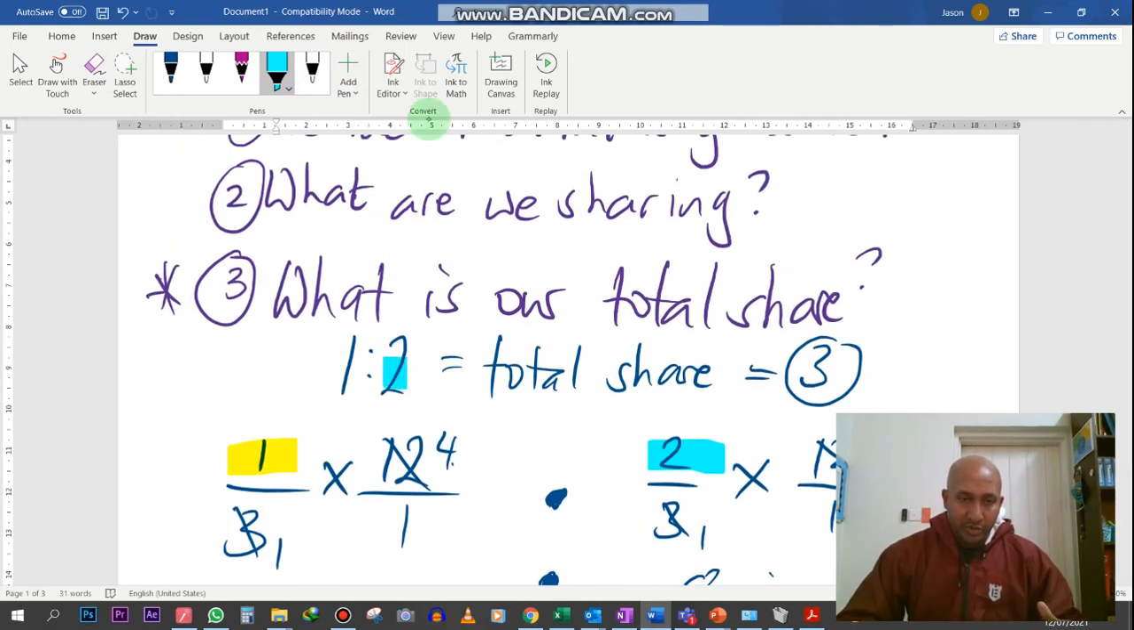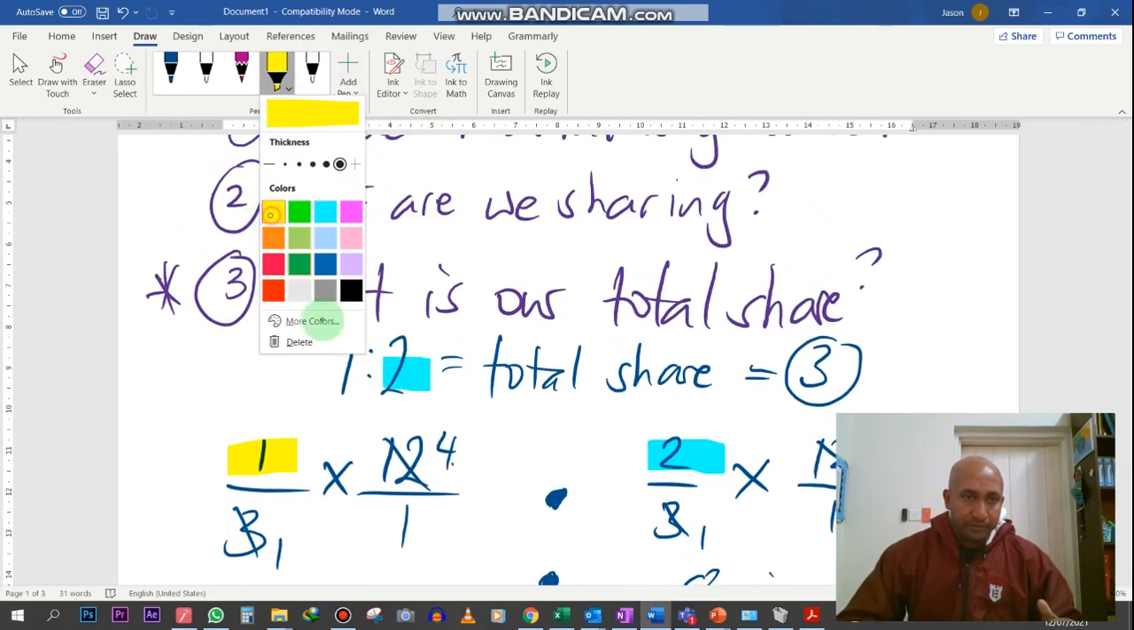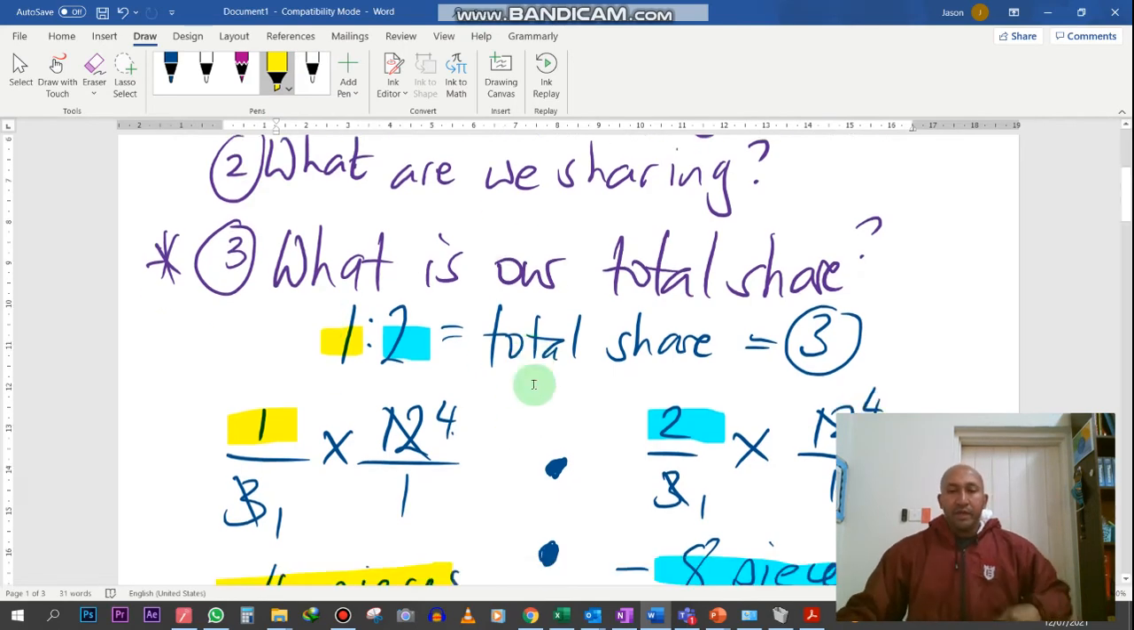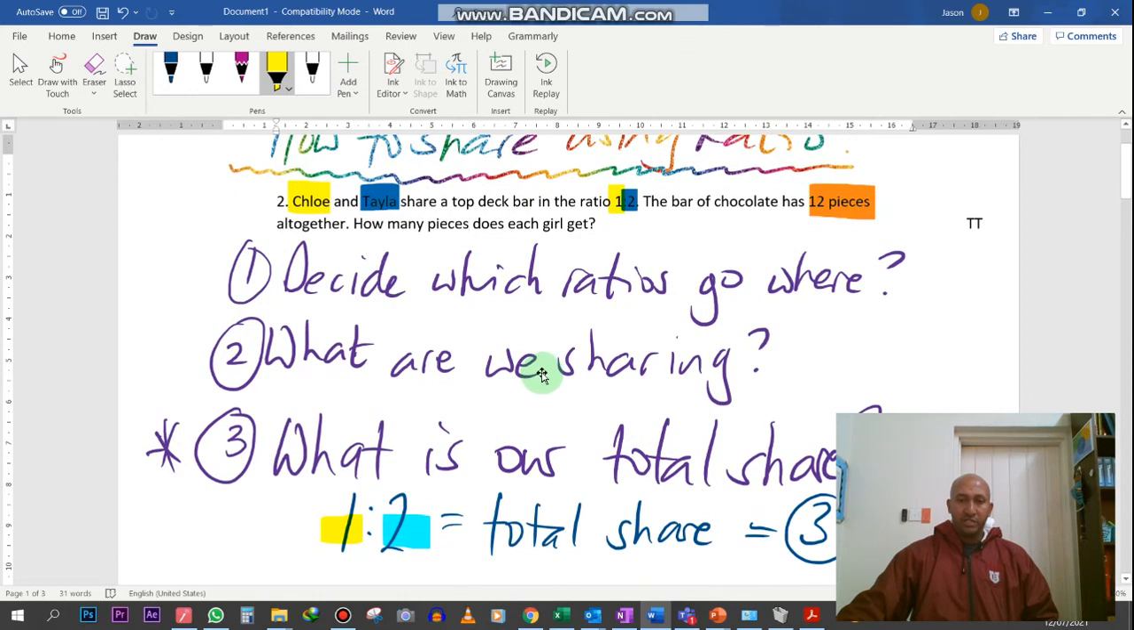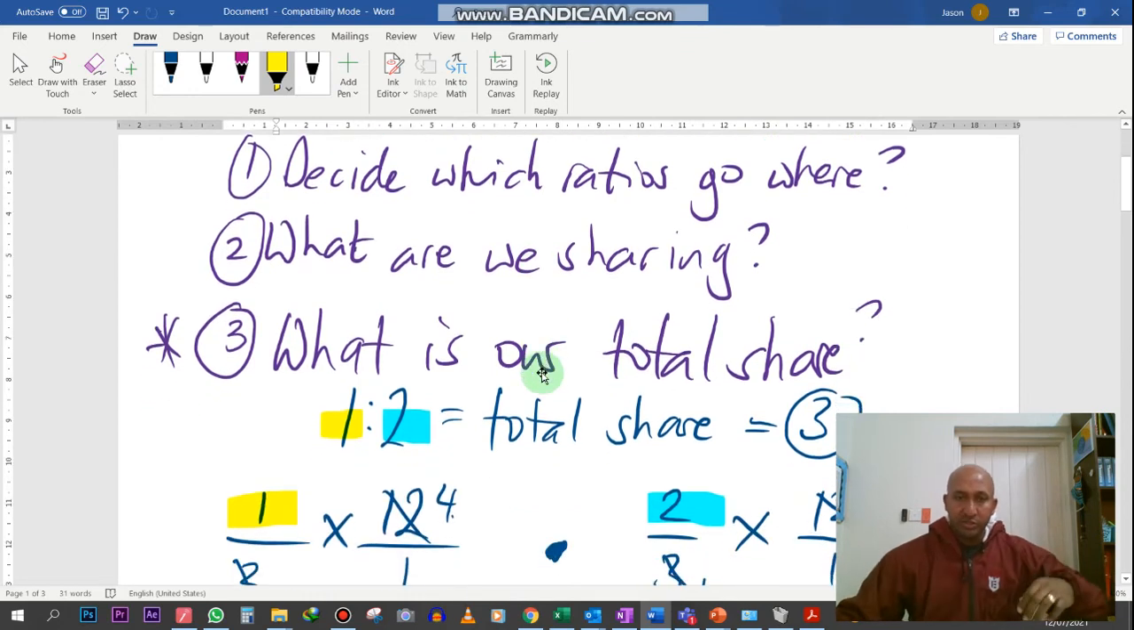Following the same sharing here. And that's all there is to it, sharing to a given ratio. Follow these 3 steps: decide which ratios go where, what are we sharing, and what is our total share.